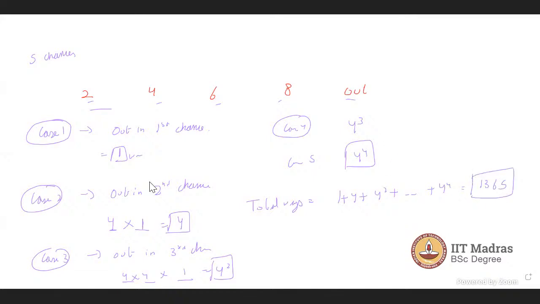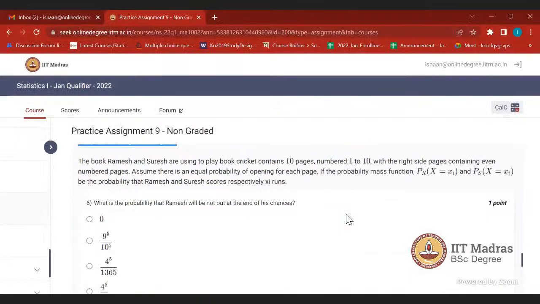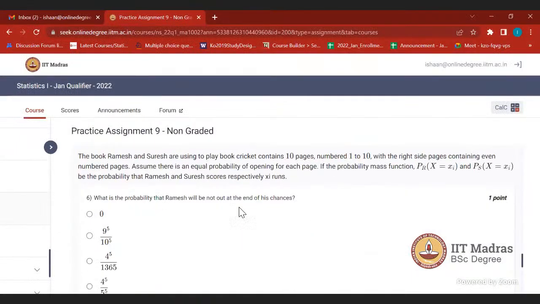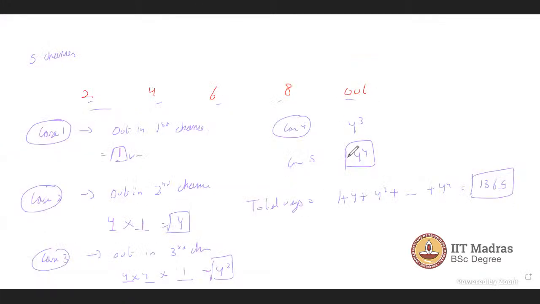Now the question is, what is the probability that Ramesh will be knocked out at the end of his chances? Out in the fourth chance, out in the fifth. There will be one more case: he remains knocked out after 5. So the probability that he will remain knocked out is favorable cases divided by the total number of cases, right?